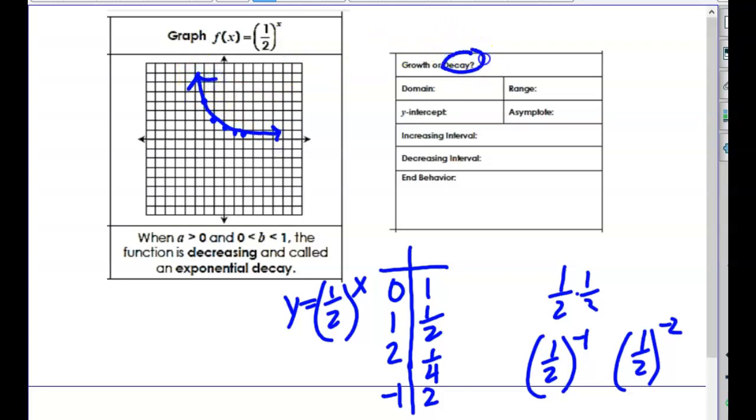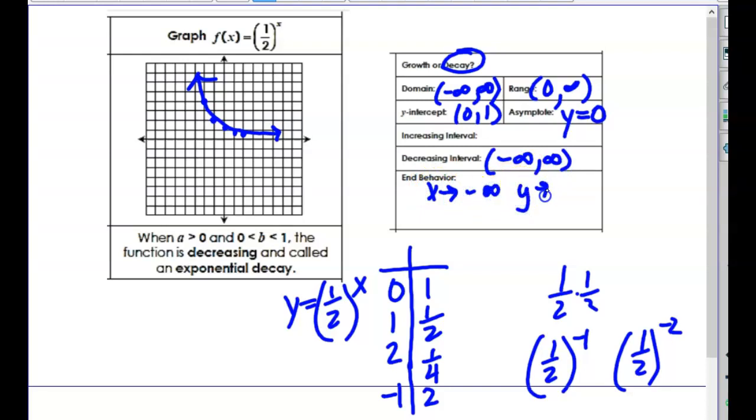So that's decay. Domain is the same. Range is still above 0. The y-intercept is still 0, 1. The asymptote is still the x-axis, or y equals 0. But this time, is it increasing or decreasing? As you go left to right, the whole thing is decreasing. And this time on the far left, as you go further left, what's it doing, guys? It's going towards infinity. And as you go further right, it's getting closer and closer to 0.